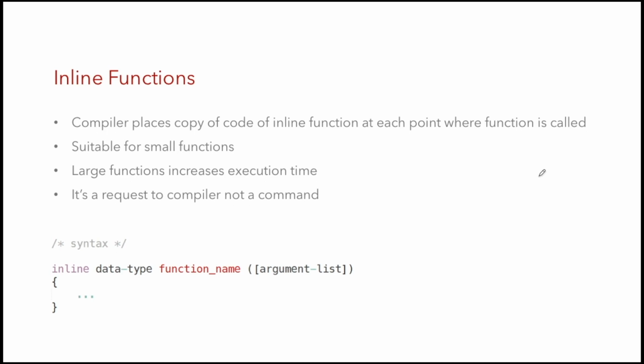When we write inline functions and make the call, it's just a request to the compiler, it's not a command. The compiler might not always expand the functions inline whenever we call them. So let us try to understand this. When you want an inline function to be used, you just need to write inline as a keyword in front of your return data type. Then this is your function name, and then you have the argument list of your function. Then you have your function definition over here.